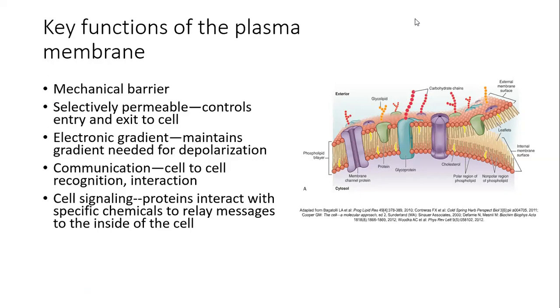Cell signaling is another function that the cell membrane performs. The proteins that are in the cell membrane interact with specific chemicals to relay messages to the inside of the cell. It's very sophisticated and very cool. In this image, you can see some of the transport proteins, those purple cylindrical looking things. And the outer layer is made primarily of cholesterol. And there are little carbohydrate chains that stick out of it.